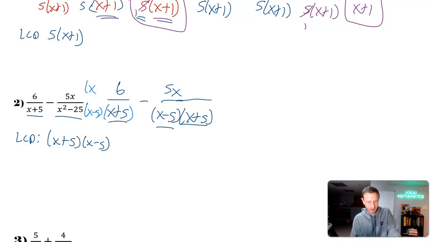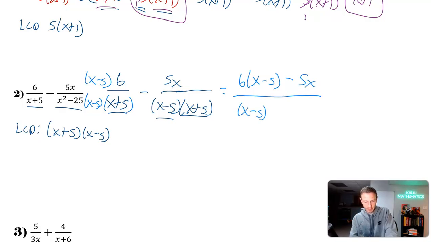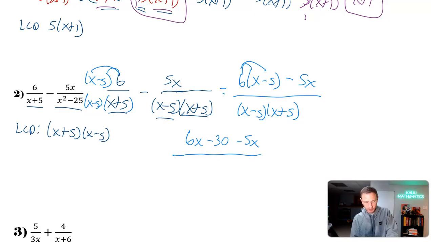So I'm going to multiply the top by x minus 5. The second fraction doesn't need anything at all. So this is going to end up being 6 times x minus 5 minus 5x over the LCD of x minus 5 times x plus 5. So then now I'd have to distribute the 6 into here. 6 times x, 6 times negative 5. So 6 times x is 6x. 6 times negative 5 is negative 30, minus 5x over LCD x minus 5 times x plus 5.